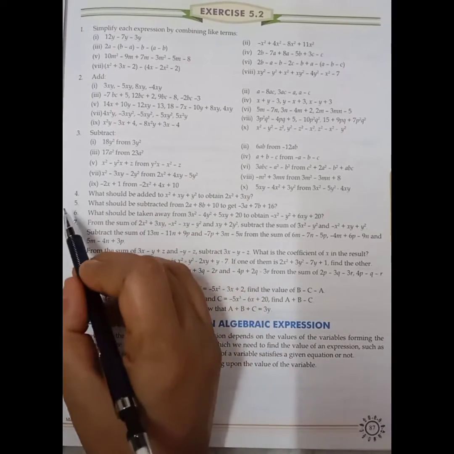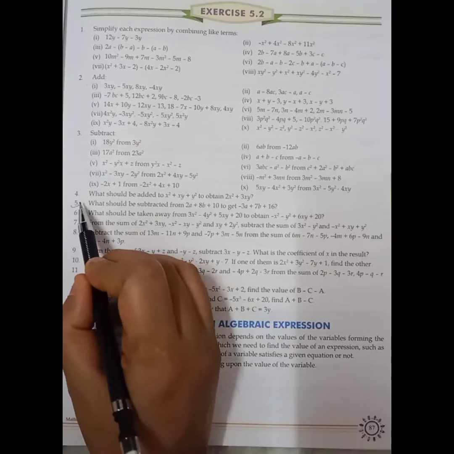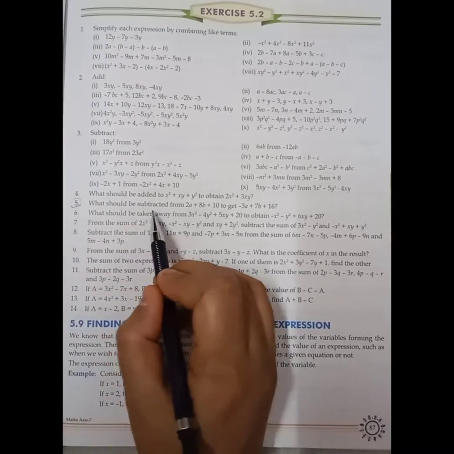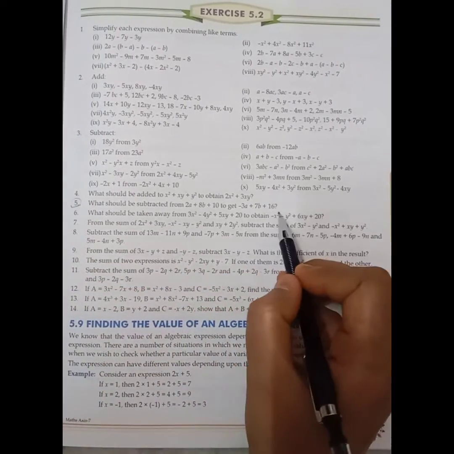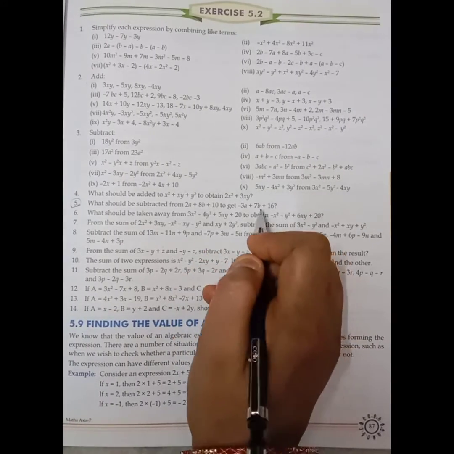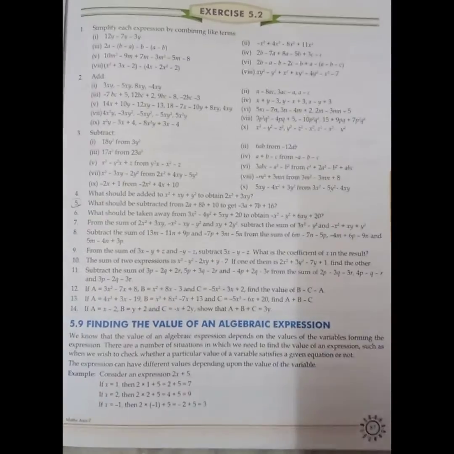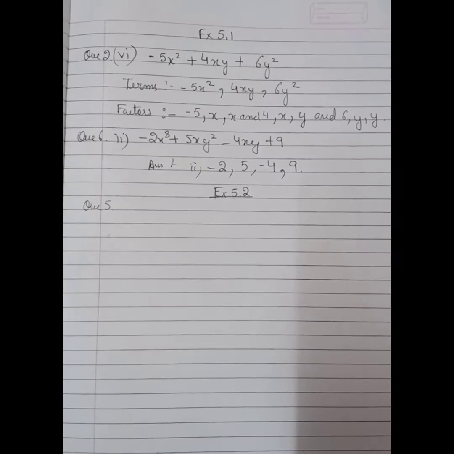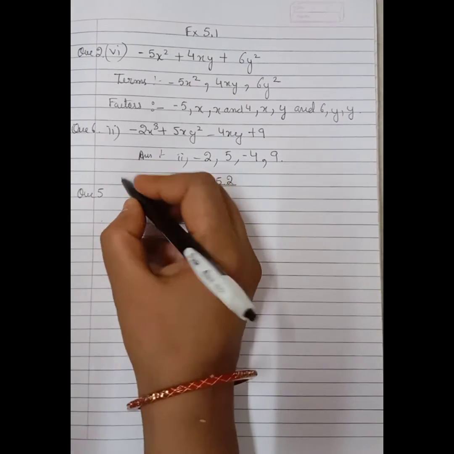So let's do 5th question first. What should be subtracted from this to get this? So अगर हमें इस नंबर में क्या सब्ट्रैक्ट करेंगे कि हमें ये नंबर मिले, then let's see practically. Now let's start.